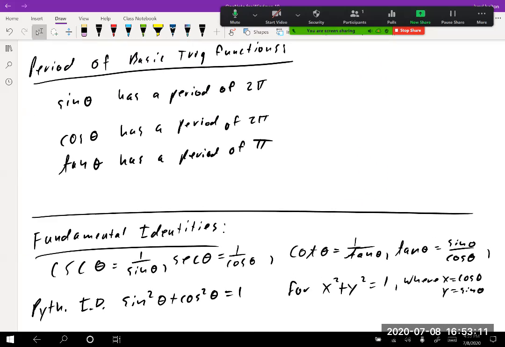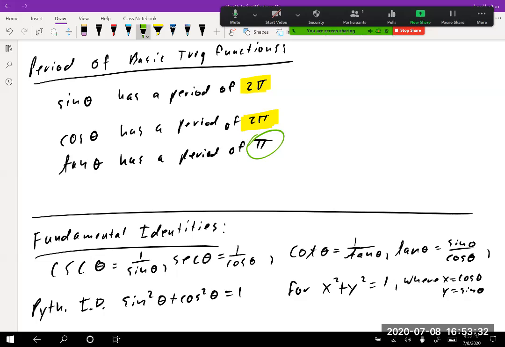Remember we talked about the period of a function: it is how long it takes for it to repeat all the same values. For sine, we have a period of 2 pi, and for cosine, we also have 2 pi. So I want you to understand that sine and cosine are the same, and tangent repeats itself every pi.